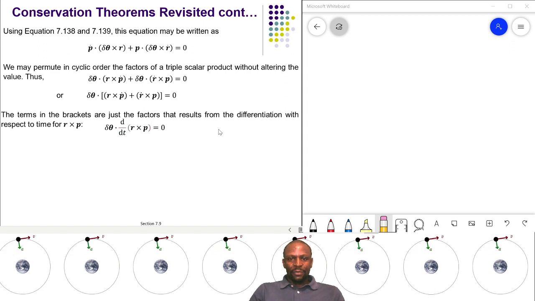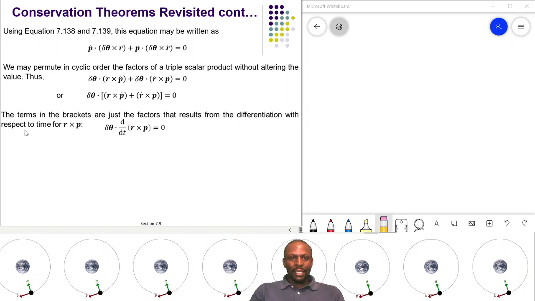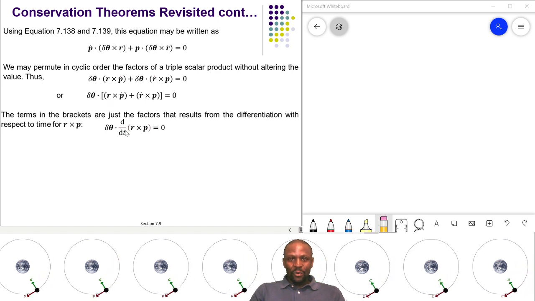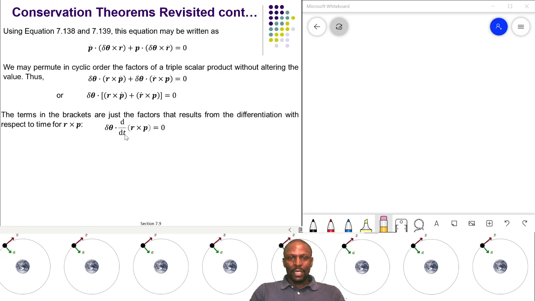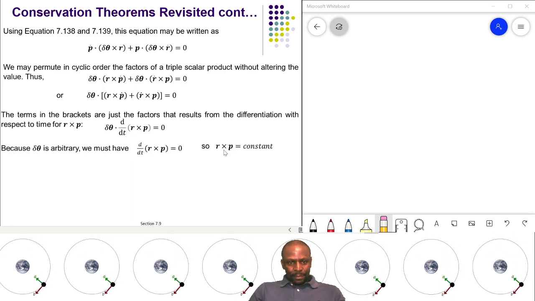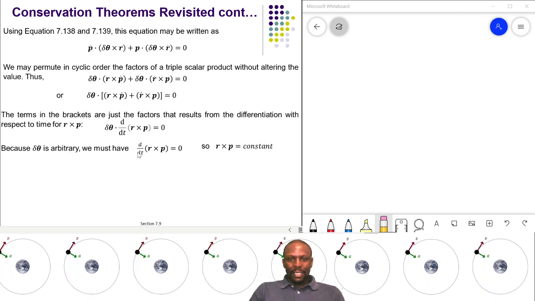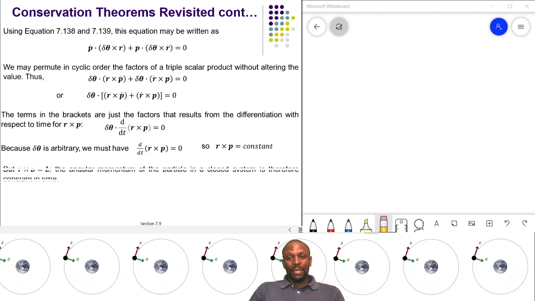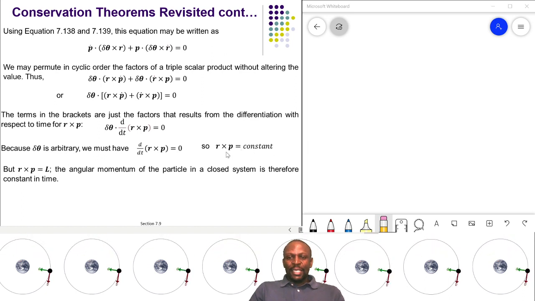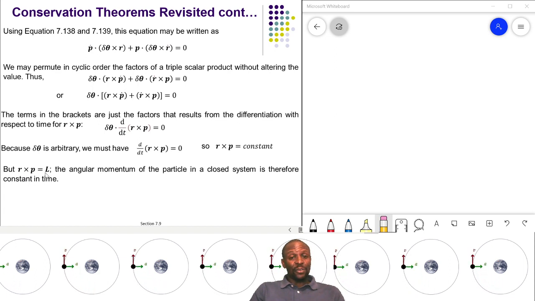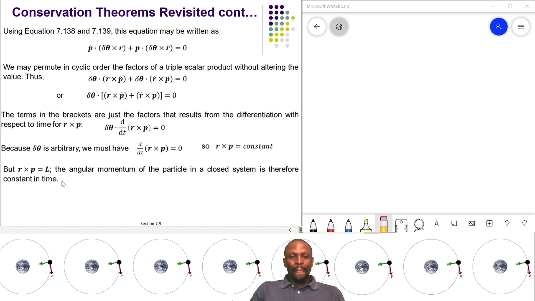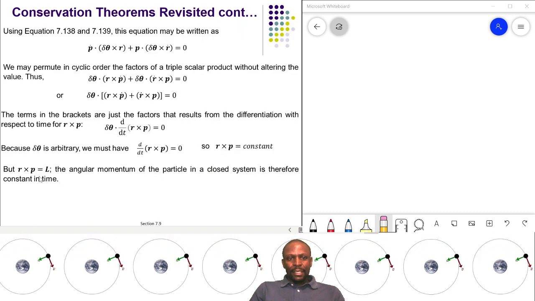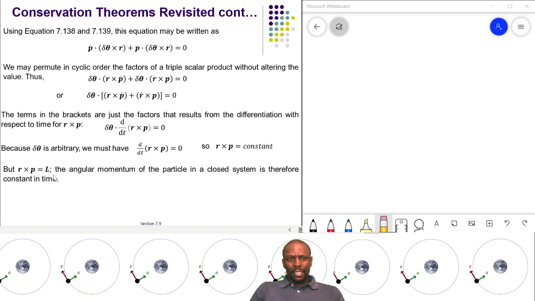Now, the terms in brackets are just the terms that result when you differentiate with respect to time. This is what you are going to have. Now, in that case, this term delta theta is arbitrary, and this other term must be equal to zero in order for everything there to be equal to zero. Therefore, r cross p must be a constant. We know that r cross p is nothing else but the angular momentum. The angular momentum of the particle in the closed system is therefore constant with time. Therefore, we found that the angular momentum is actually constant with time.